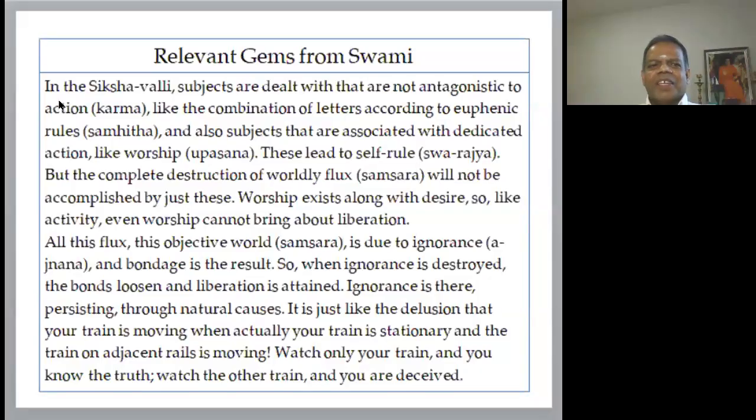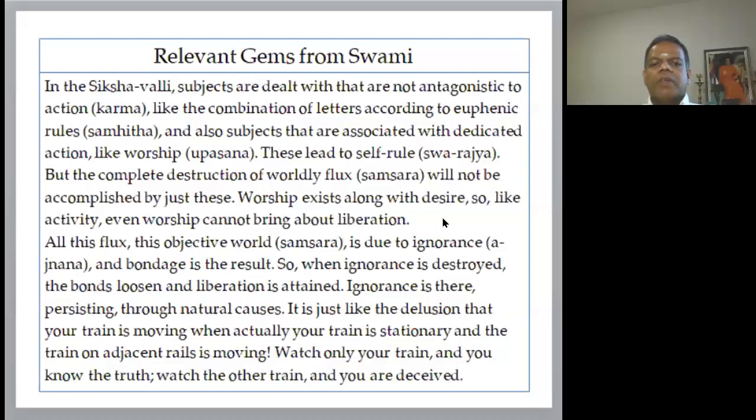Let me read it again. In the Sikshavalli, subjects are dealt with that are not antagonistic to action, karma, like the combination of letters according to euphonic rules, samhita, and also subjects that are associated with dedicated action like worship, upasana. These lead to self-rule, swarajya. But the complete destruction of worldly flux, samsara, will not be accomplished by just this. I'll just read. But the complete destruction of worldly flux or samsara will not be accomplished by just this.